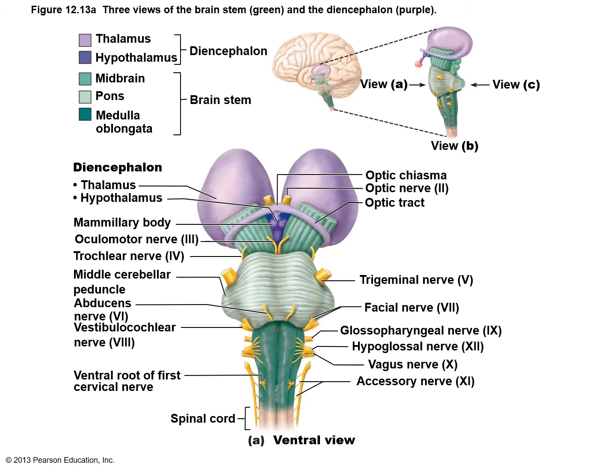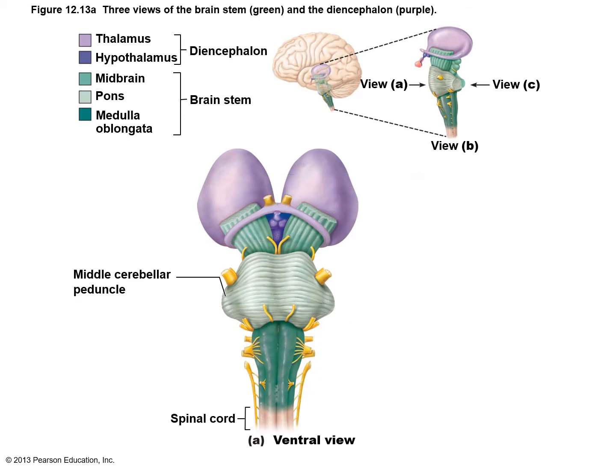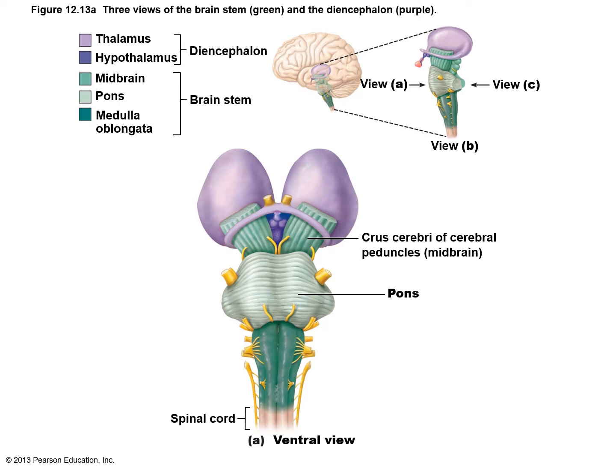Okay, so let's fade out the diencephalon and the nerves. And here you'll see the middle cerebellar peduncle, and this is actually a part of the pons that communicates with the cerebellum. Okay, here are the crus cerebri of the cerebral peduncles. We'll get into what their function is in just a minute. Here's the pons, and here are portions of the medulla oblongata, which include both the pyramids, which contain tracts, and the decussation point, which is where these tracts cross over so that they can send information to the contralateral portion of the body.